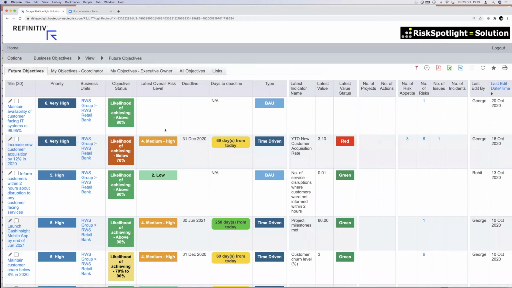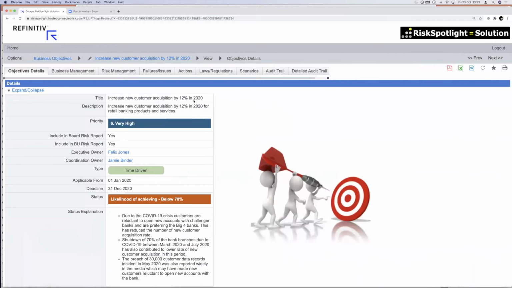Another example is around the objectives. If I look at the business objective, in this case, one of the business objectives for this business unit is to increase new customer acquisition by 12%. So in the first line, I am doing something every day in my business to achieve this objective, because if I don't achieve it, I will not get my bonus and my salary increase at the end of the year. So that's what I am focusing on on a day-to-day basis.